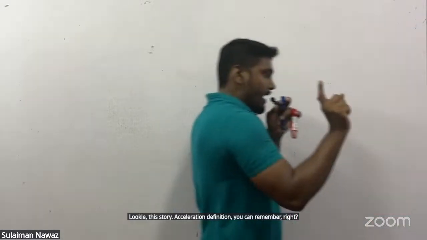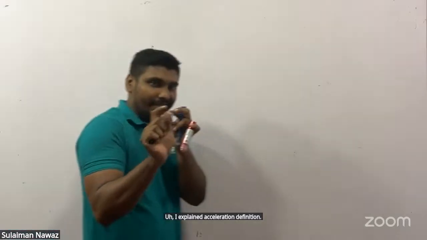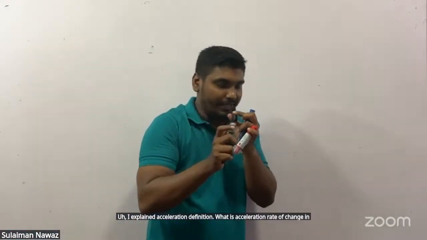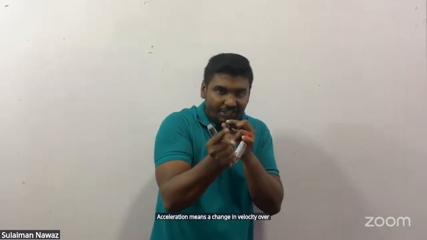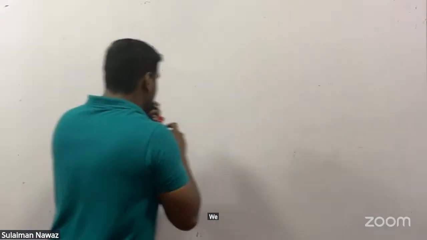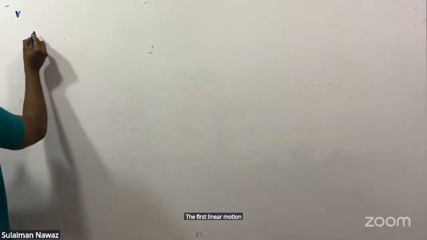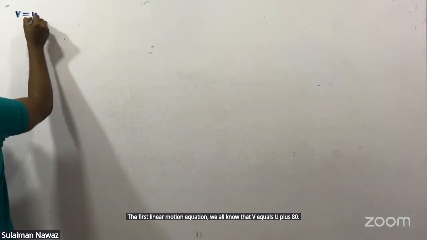Acceleration definition you can remember, right? I explained the acceleration definition. What is acceleration? Rate of change in velocity. Acceleration means change in velocity over change in time. I'm starting from there. We learned four linear motion equations. I write here, then you can check me. The first linear motion equation, we all know, is V equals U plus AT.